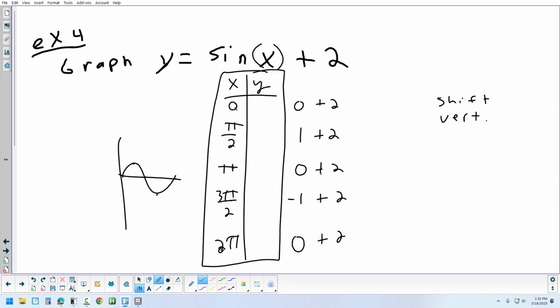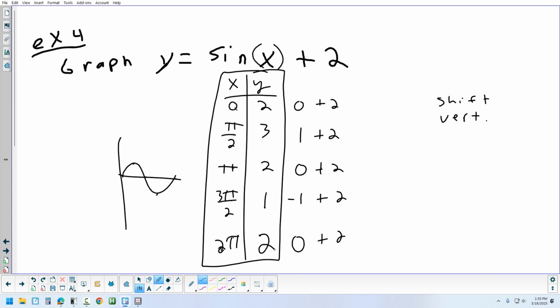What's that going to give me for new y values? 2, 3, 2, 1, 2. And that's it. I told you the arithmetic's a lot easier today because we don't have to work with x. Yesterday we had to work with x. Tomorrow we're going to have to work with x again. But today is y.